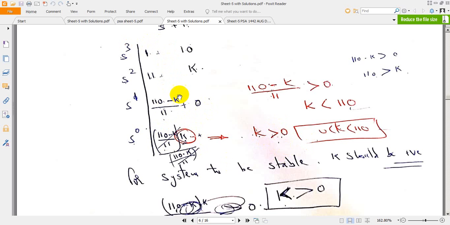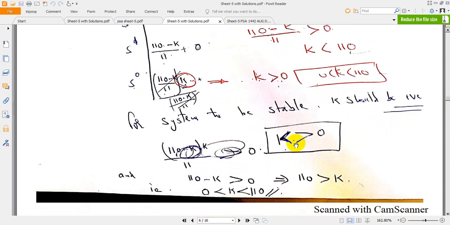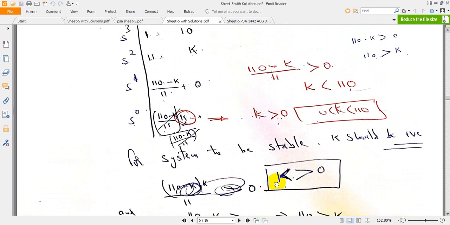This is positive, this is positive, this should be positive. When 110 minus k by 11 is greater than 0 and when k is greater than 0, by combining these expressions, k is less than 110 and k is greater than 0, we can write it as k should be between 0 and 110. For the system to be stable, k should be greater than 0, or you can write it as k should be between 0 and 110. With this we have finished the basic review of the control system. In the next session we will discuss problems related to load frequency control and automatic voltage regulator.